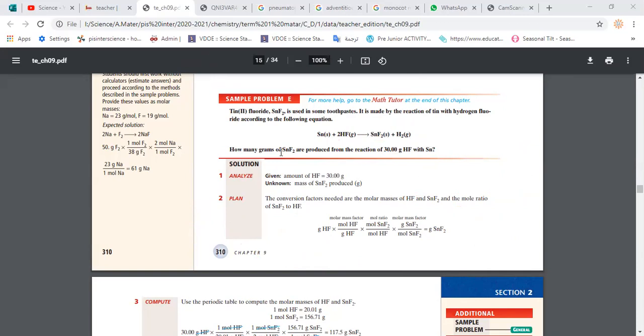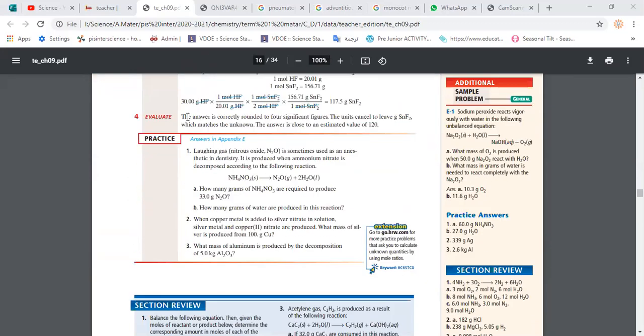So let's try another example to check that you're ready, and I'm going to give you a chance to work on it. The problem says laughing gas, nitrous oxide, N2O, is sometimes used as an anesthetic in industry. It is produced when ammonium nitrate is decomposed according to the following reaction. The chemical equation is already balanced. He asks how many grams of ammonium nitrate are required to produce 33 gram of N2O.